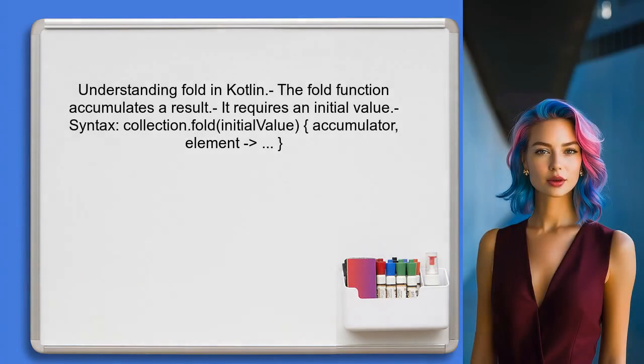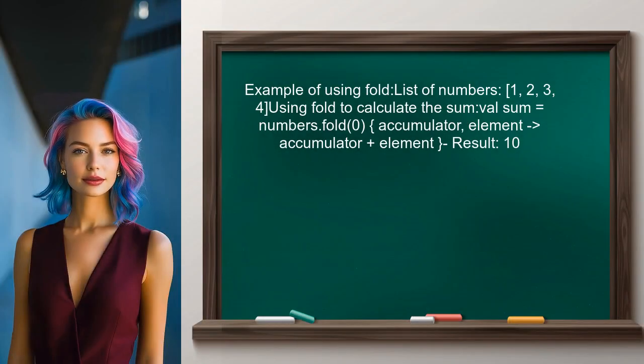To understand the difference between the fold and reduce functions in Kotlin, let's start with the fold function. You can think of fold as a way to accumulate a result, starting with an initial value. For example, if you have a list of numbers and want to calculate the sum, you can use fold by providing 0 as the initial value.